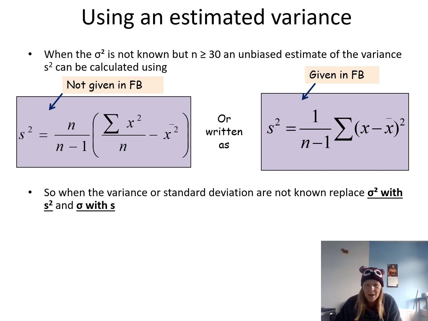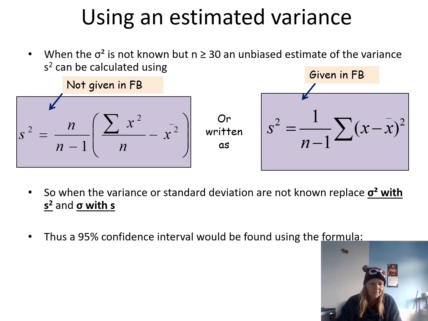Right, so when the variance or standard deviation are not known, replace sigma squared with s squared, or sigma with s. You should do that really, but you won't be penalised if you forgot. Thus, the 95% confidence interval formula looks like that. So very similar to the last one, but rather than sigma, we've put s. If you're ever so confused, just put st and then it can stand for either. But let's move on.